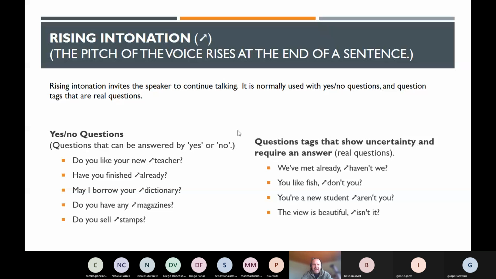And rising intonation in these question tags implies that you're uncertain, that you really want an answer, right? That you really want a confirmation from the other speaker. We've met already, haven't we? Haven't we? I'm not sure. Could you please confirm my perception? You like fish, don't you? Don't you? I'm not sure. Please let me know, because I'm cooking now and I really want to know if I'm going to cook fish for lunch. You like fish, don't you? Okay.